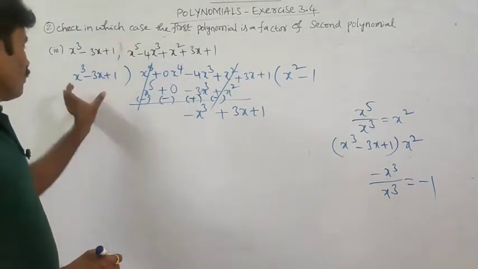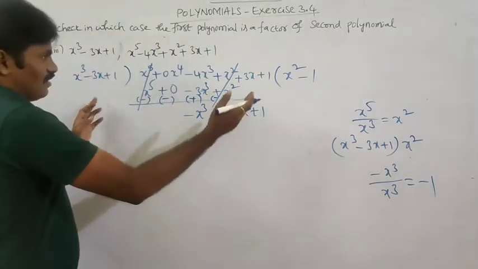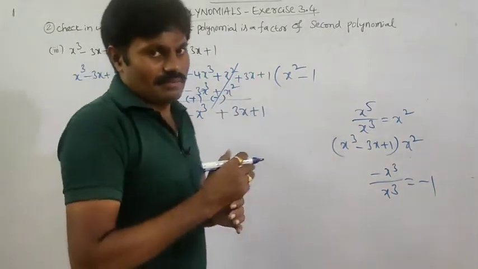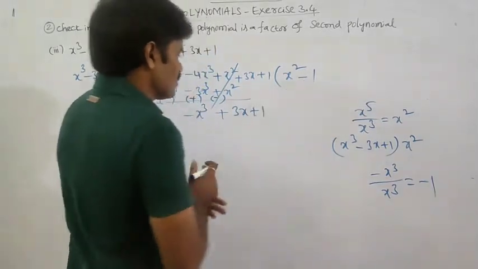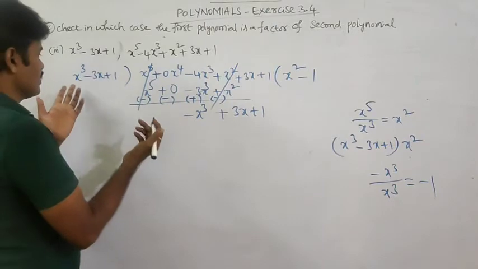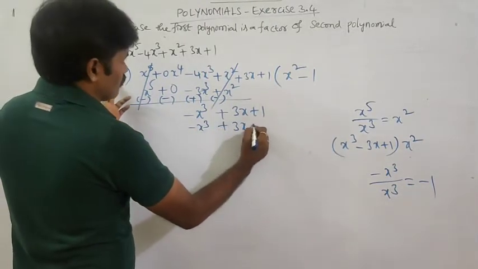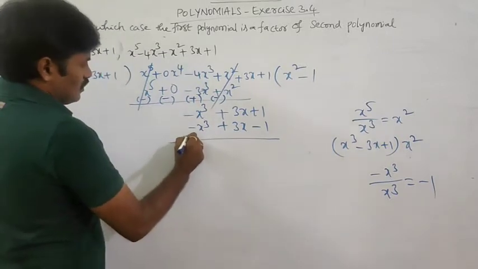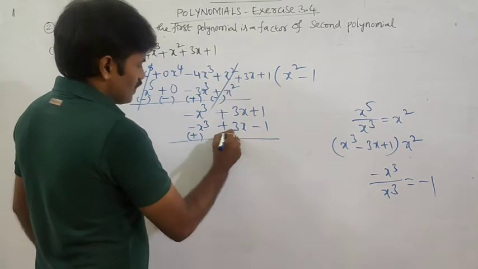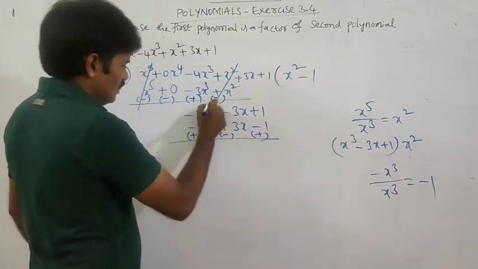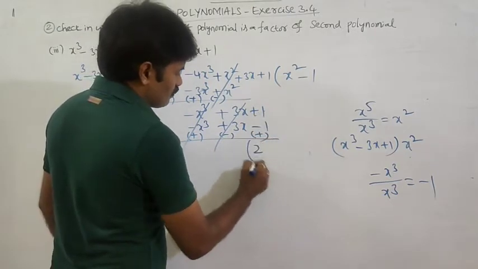Now multiply the whole divisor by minus 1. By multiplying by 1 we get the same expression, but here it is minus 1, so signs will change. So minus x cube plus 3x minus 1. Now in the division process, signs will change: plus becomes minus, minus becomes plus. These two get cancelled, these two get cancelled, but for the constant, plus 1 minus minus 1, we get plus 2.